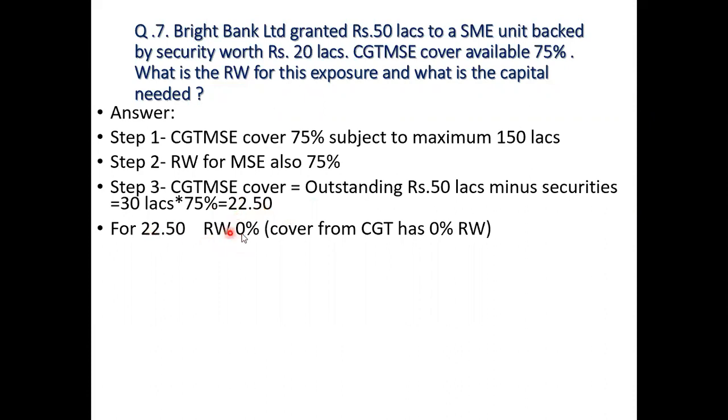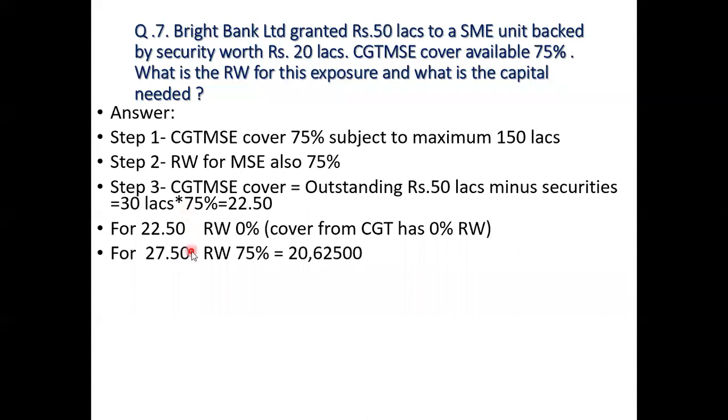On this, risk weight is 0. Remember, CGT SME provision is different. This is a risk weight for, because CGT SME is a government of India. They are going to give you 22.50 lakhs, they are going to give to the bank. So for that, there is no risk, 0 risk. But how much is remaining? 50 minus 22.5, 27.5. 27.5 is the remaining liability because this is a settlement from CGT. Have we got 22.50? This is the step.